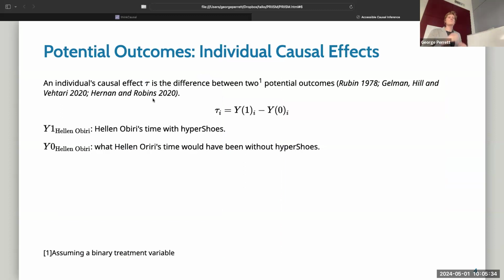We think of these things as potential outcomes. A potential outcome is what would have happened in one world and what would have happened in this counterfactual world. And the causal effect of the shoes, which is usually denoted as tau for Helen, is just the difference between her potential outcomes. Y1 is how fast Helen would have run with the shoes. Y0 is how fast Helen would have run without the shoes in a parallel universe where everything else was exactly the same.